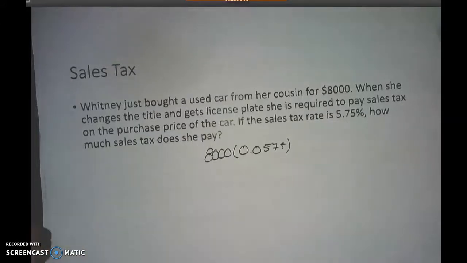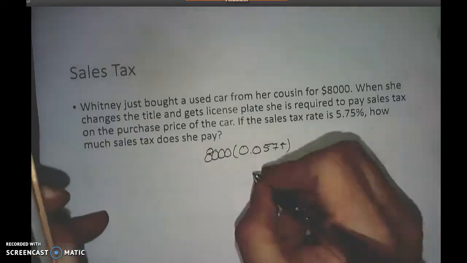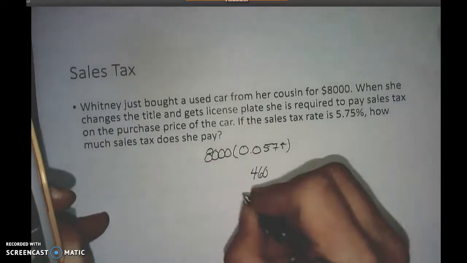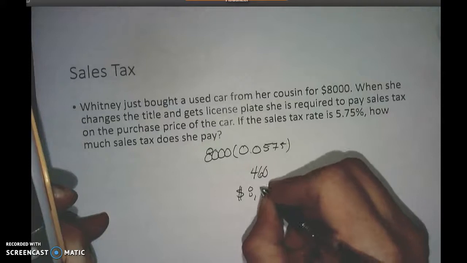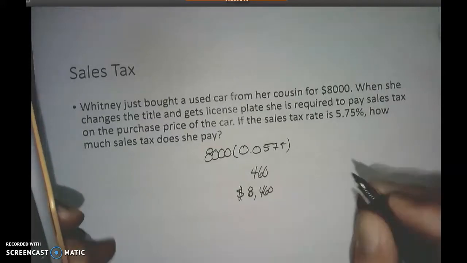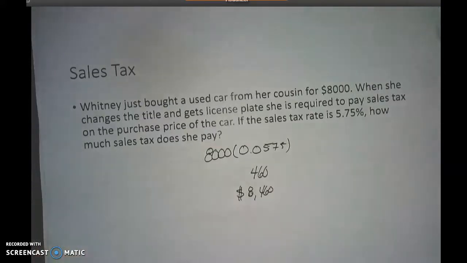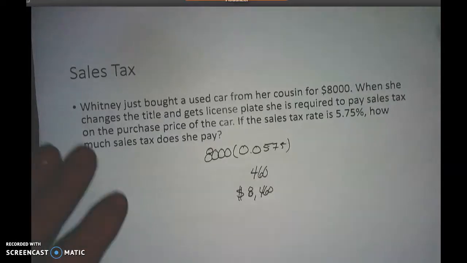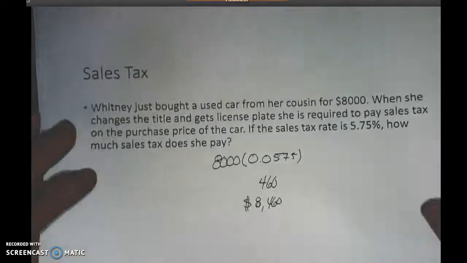Anyway, so you're going to come up and just do a quick little multiplication. So we multiply that across, you get a sales tax of $460. So then there's $8,460 on the total. Okay. So sales tax will be on there.